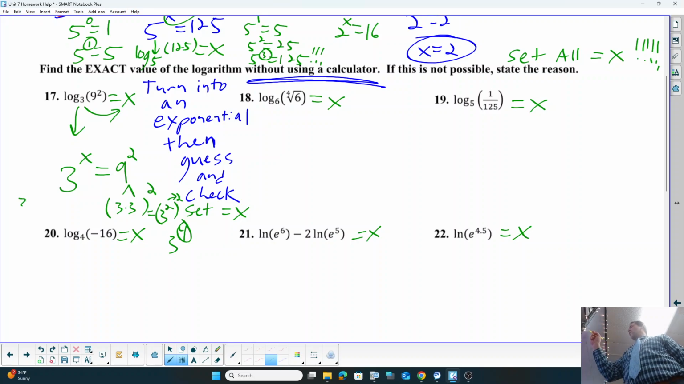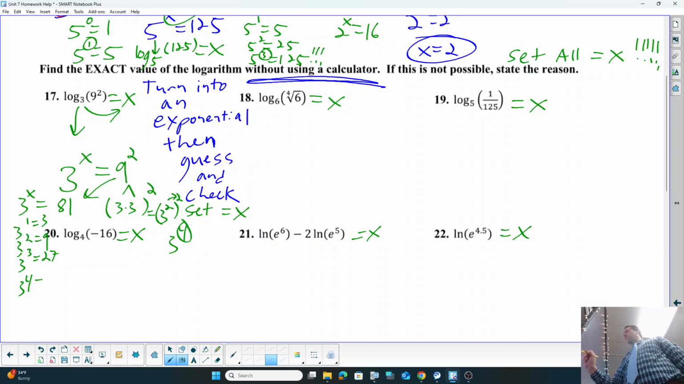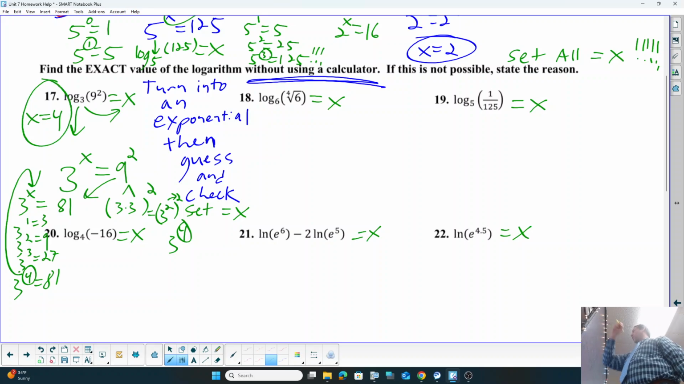Another way to do it is 3 to the x power equals 9 squared, and 9 squared is 81. Then you could guess and check. So 3 to the 1 is 3, 3 squared is 9, 3 to the 3rd power is 27, and 3 to the 4th power is 81. So 3 to the 4th power wins. The answer to 17 is x equals 4.